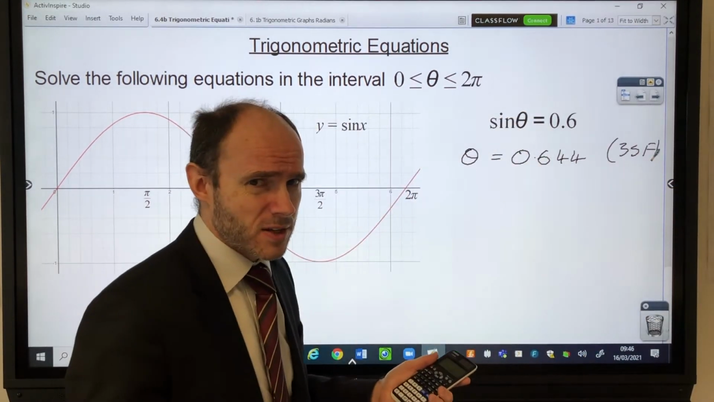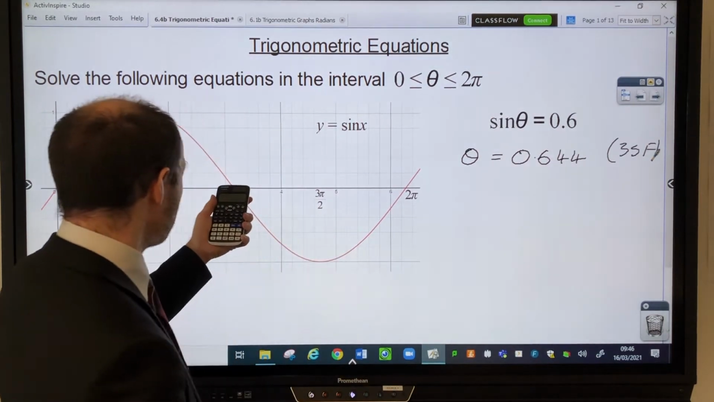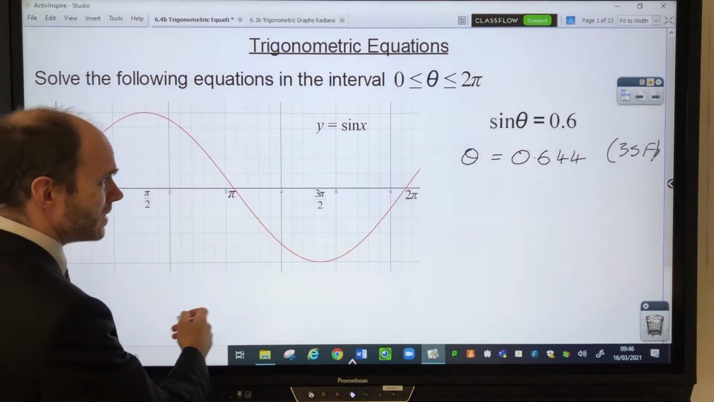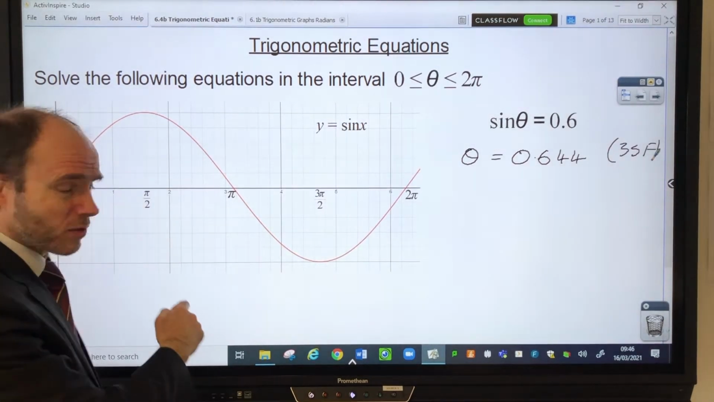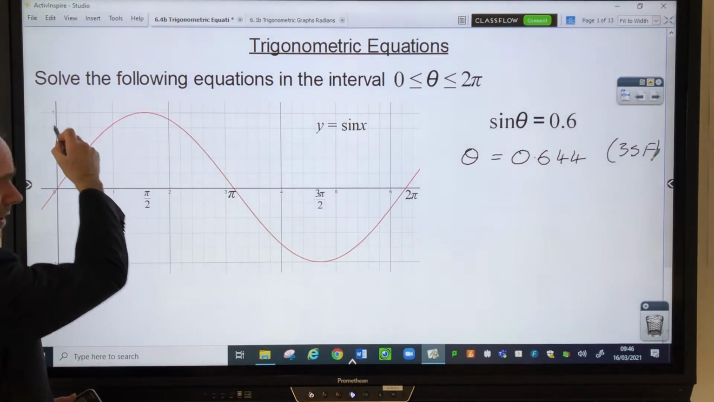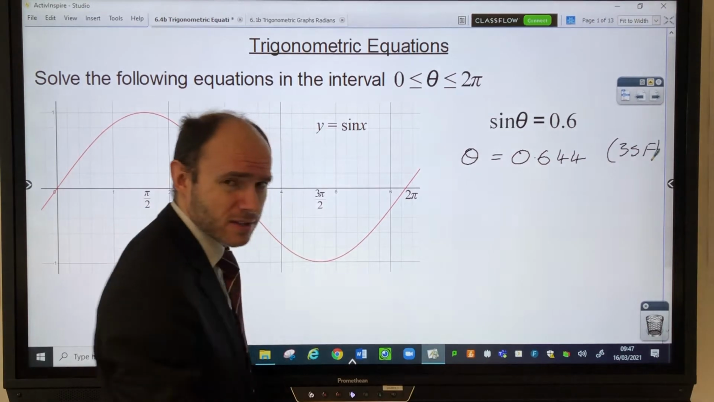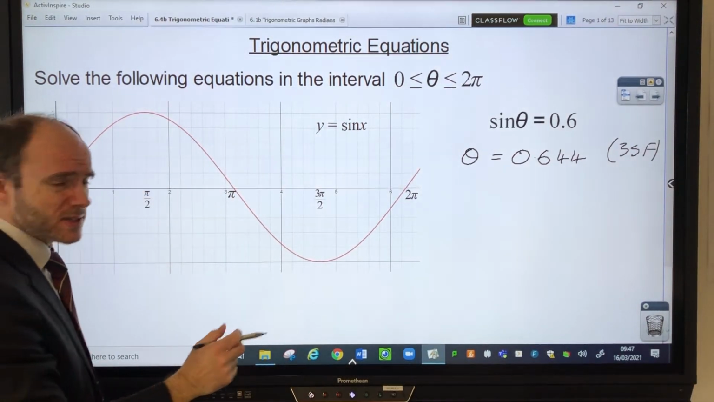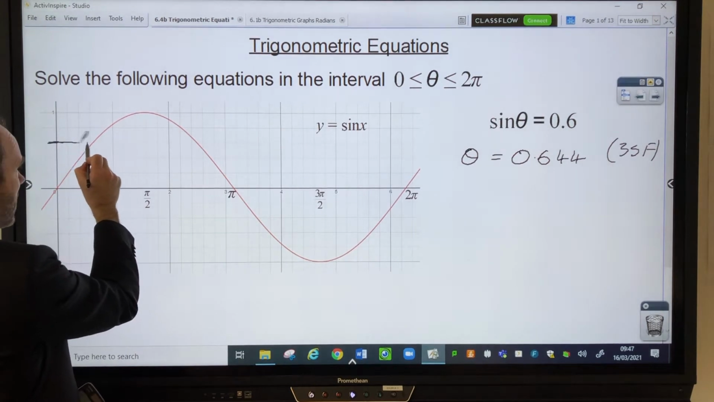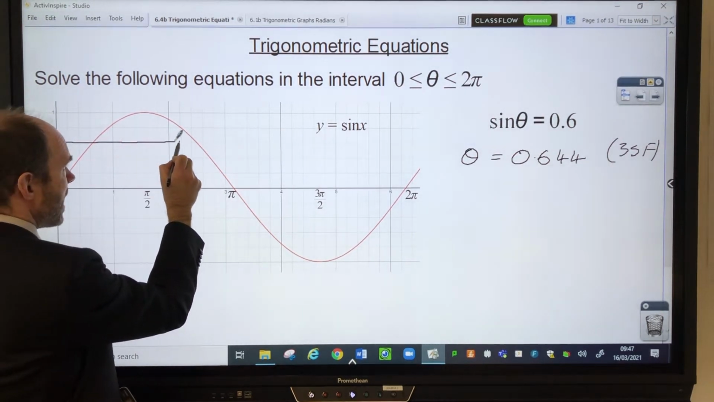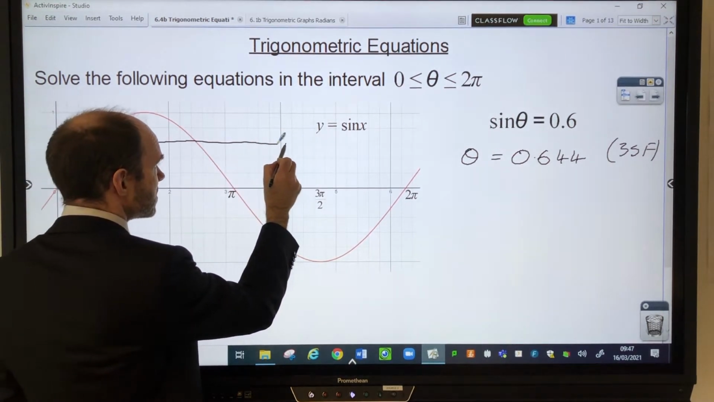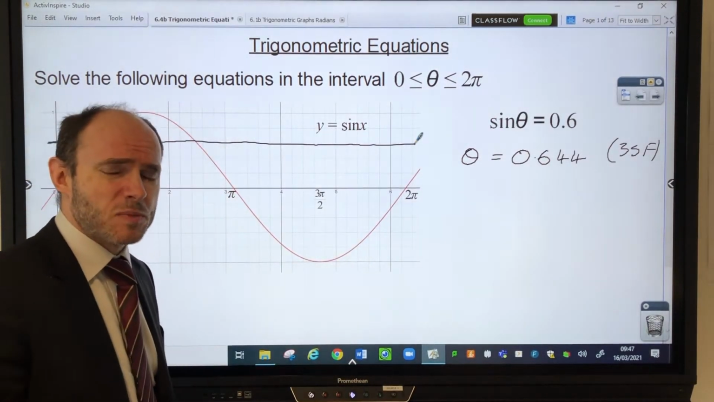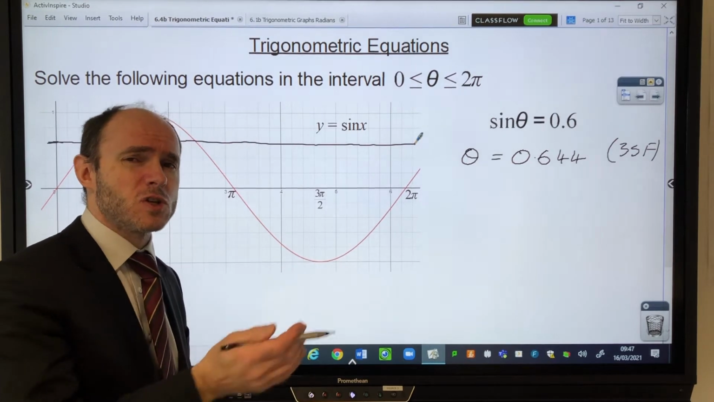Now, there's another answer. Why is there another answer? Well, let's look at the sine graph. On the vertical scale I've got 0 up to 1, but I'm looking at when sine theta is 0.6. So that's going to be about there. Now, if I draw a horizontal line at y equals 0.6, the intersections between that straight line and the curve show you our solutions.